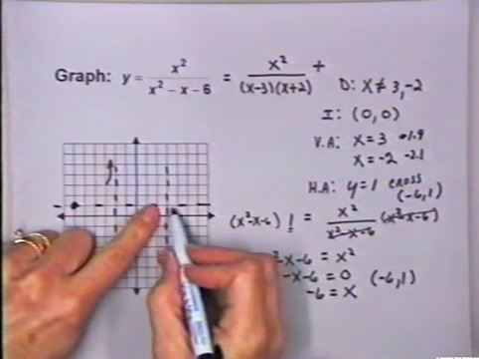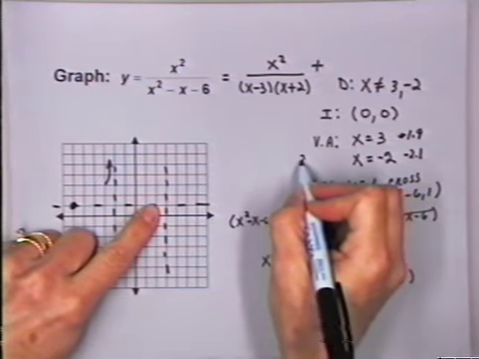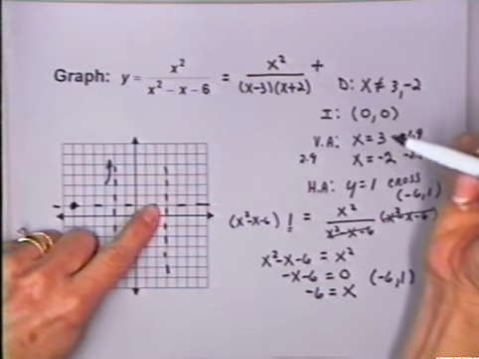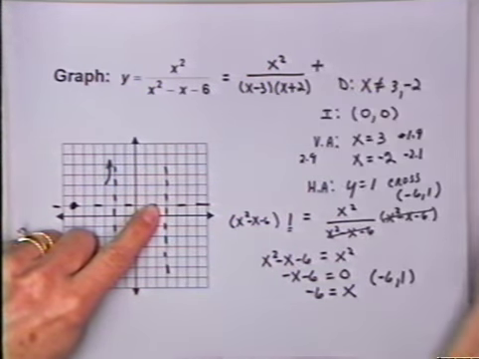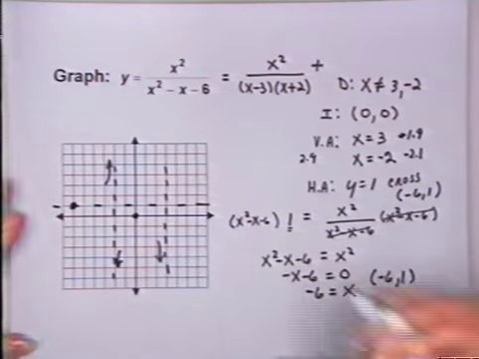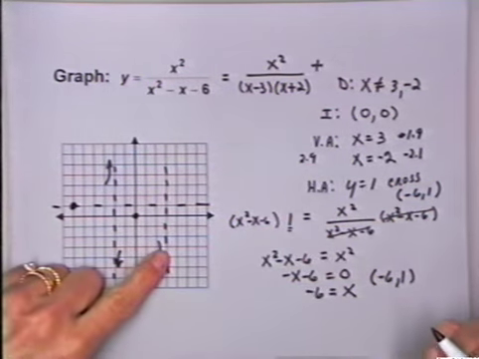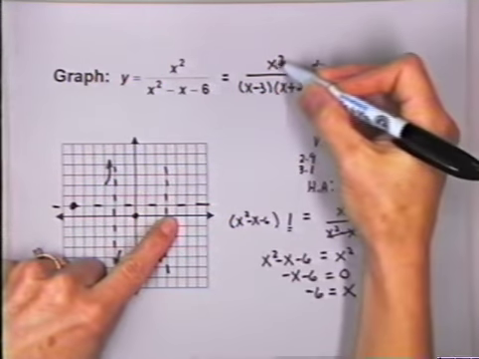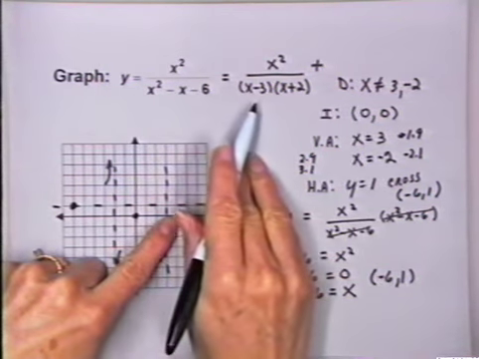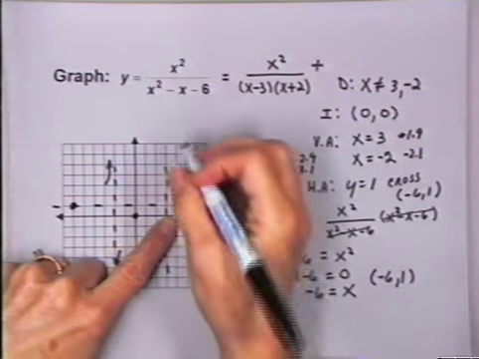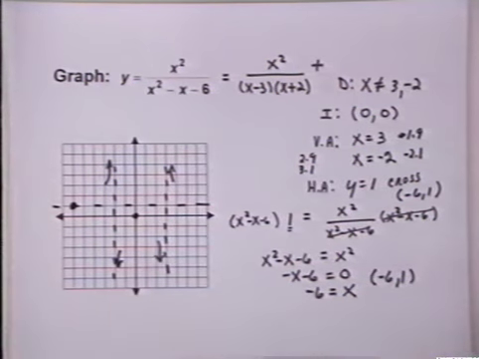Let's go to x equals 3. On the left, we could use 2.9. Numerator's positive because it's squared. 2.9 minus 3 is negative. 2.9 plus 2 is positive. A negative times a positive is negative. So I have a negative infinity again on this side. On the right-hand side of 3, I could use 3.1. Numerator still positive. 3.1 minus 3 is positive. 3.1 plus 2 is positive. Everything's positive, so I'm getting a positive infinity. Graph is going up like that.